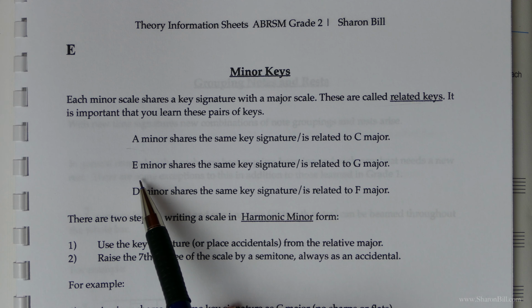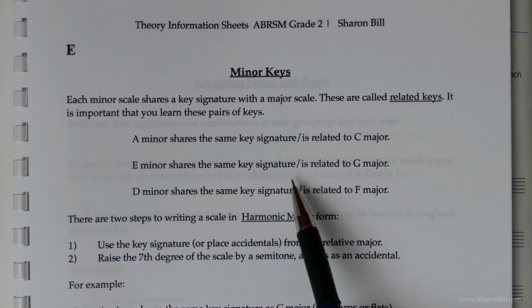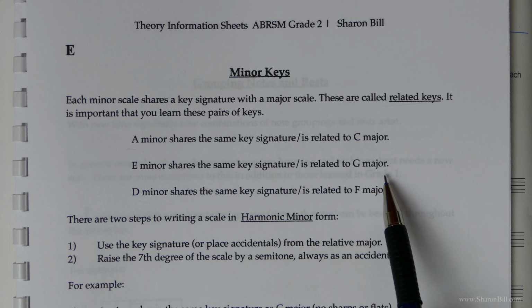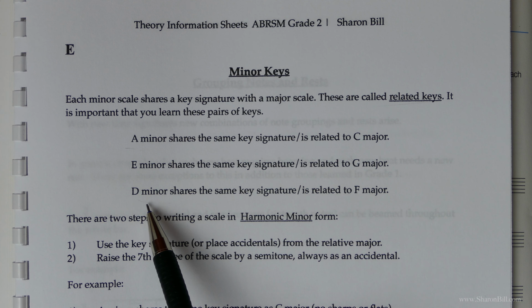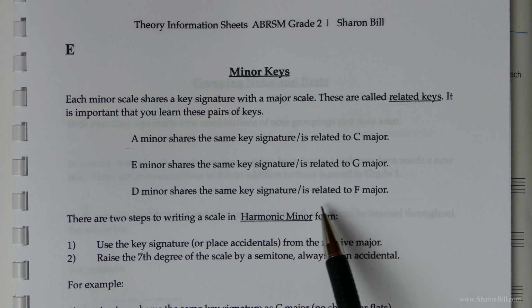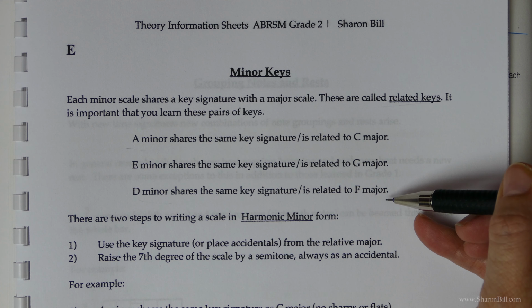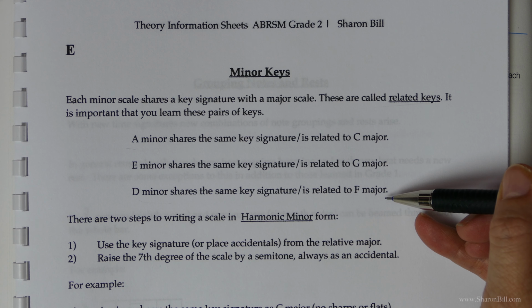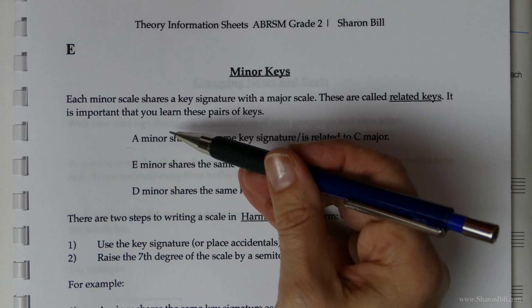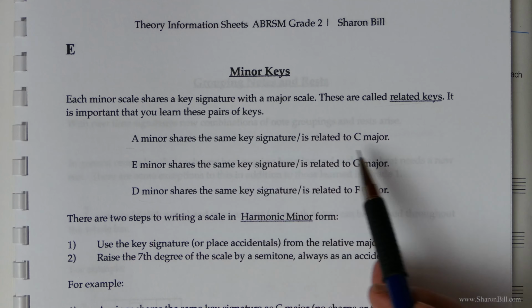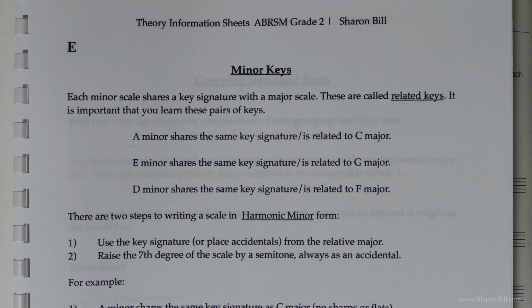E minor shares the same key signature or is related to G major. And D minor shares the same key signature or is related to F major. So these major key signatures of C, G and F major that you learned in grade 1 theory are paired with minor keys here, and you just need to learn those pairs.